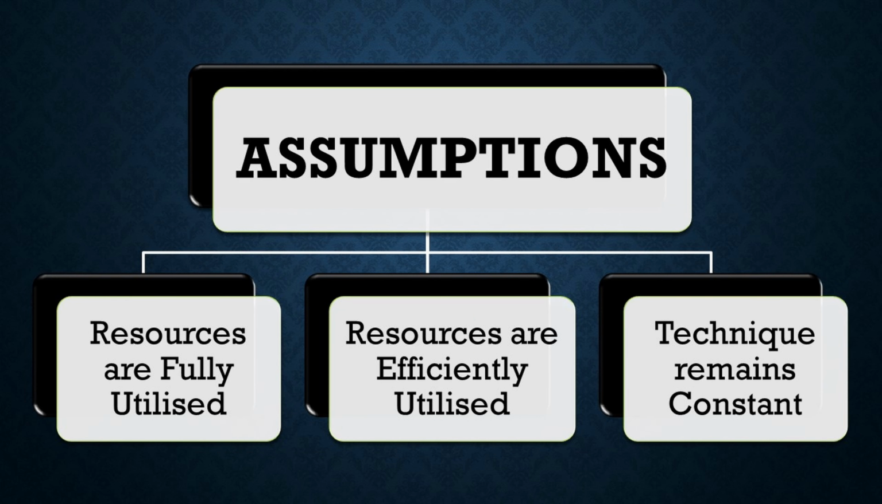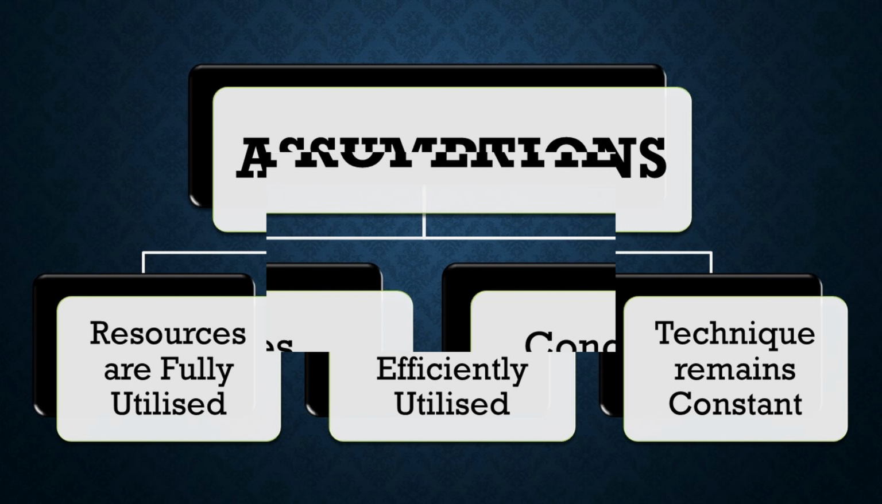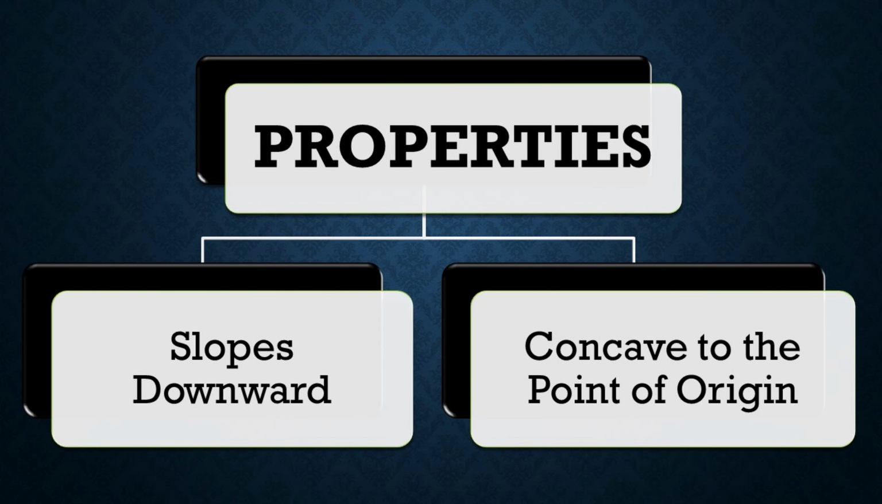Now comes assumptions of PPC. There are basically three assumptions on which any PPC is constructed. These assumptions are: first is resources are fully utilized, second is resources are efficiently utilized, and third is technique of production remains constant.